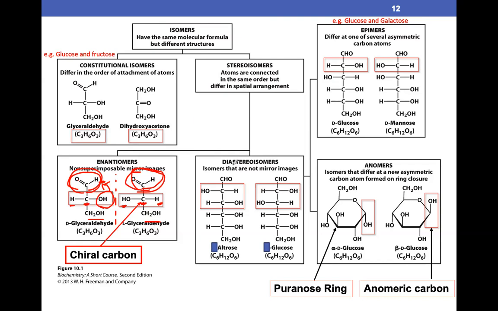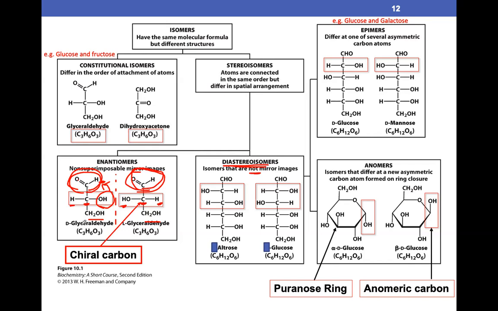So next, I have diastereoisomers, which are not mirror images, okay? Here is one thing that I need to be so clear. Diastereoisomers can only exist if more than one chiral carbon is there. I need to have a molecule that has more than one chiral carbon for it to be even eligible to be a diastereoisomer.